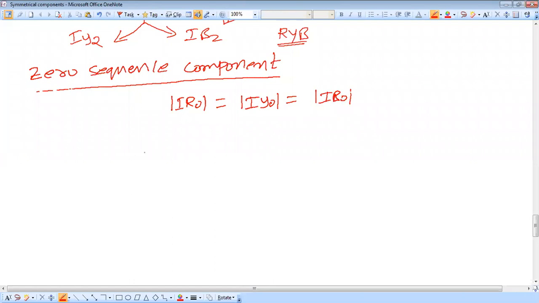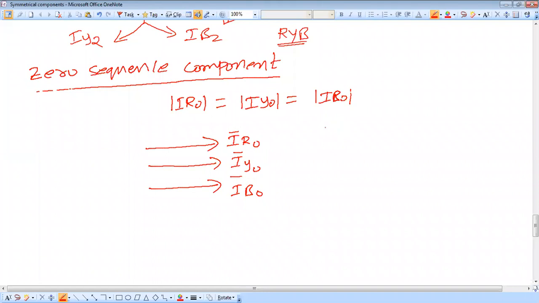From the name itself, what does zero sequence mean? There is no phase displacement of any phases; all are in phase. That means the IR0 vector, IY0 vector, and IB0 vector are all in phase. In this case there is no phase displacement in the zero sequence component, because all the phases are in phase. Therefore, there is no talk about the phase sequence.